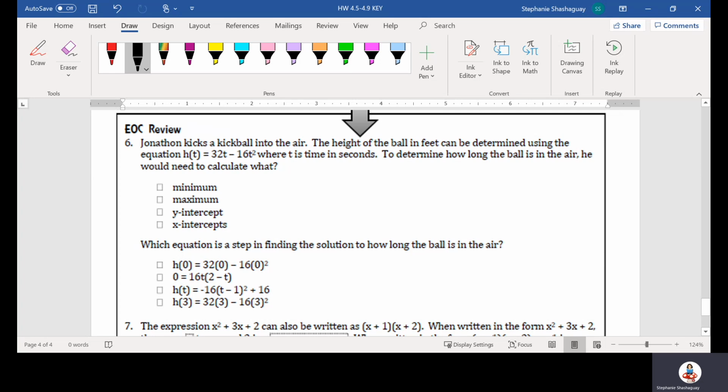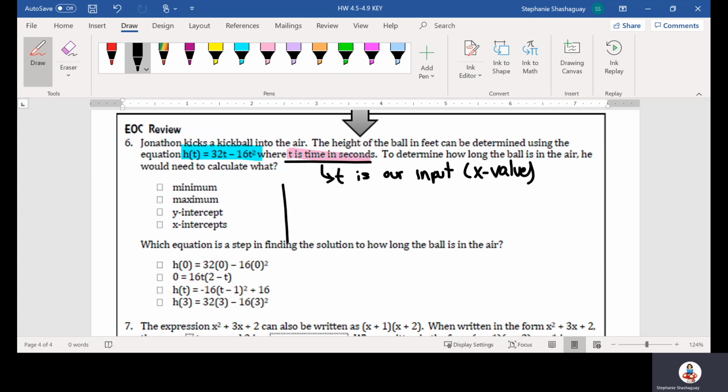All right, let's move on to number 6. Jonathan kicks a kickball into the air. The height of the ball in feet can be determined using the equation h of t is equal to 32t minus 16t squared, where t is the time in seconds. Okay, what this is telling us right here is that t, time, is our input, our x value.